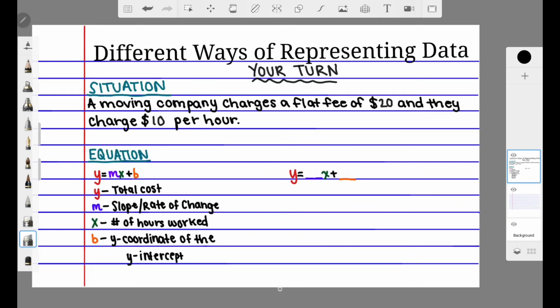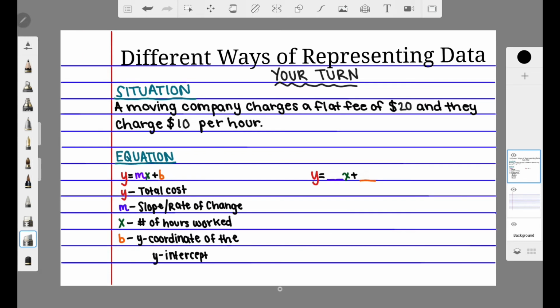Alrighty, now it's your turn. In this new situation, the company charges a flat fee of $20 and they charge $10 per hour. First, pause the video and write the equation for this situation.